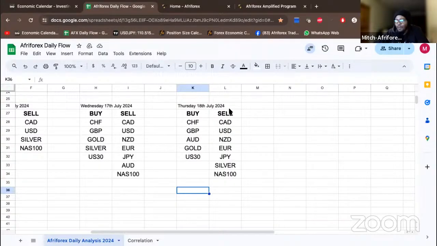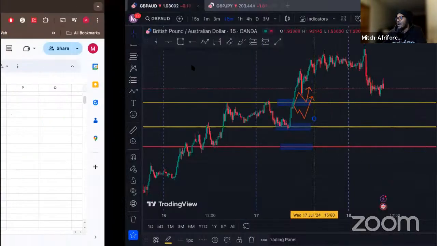So let's jump on to today's pairs. So as usual, we'll start off with the Swiss franc pairs, mix and match them with the pairs on the sell side, do the same thing with the British pound as well as the Australian dollar before we do have a look at gold, silver, as well as the indices. So starting off with the Swiss franc against the Canadian dollar.